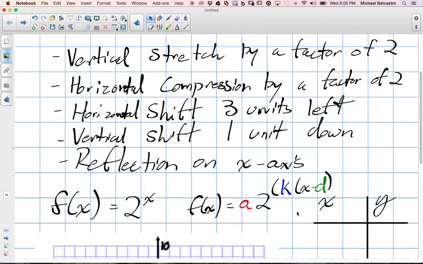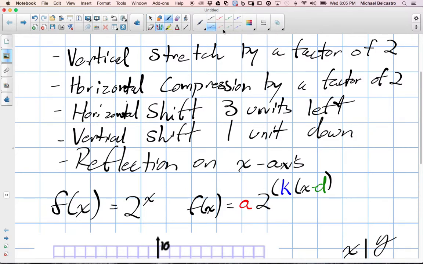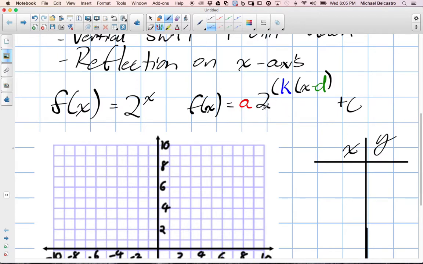I'm going to move this other stuff down a little. There we go. And plus c. Yep. What color do I have left? I don't have one, so we'll use black. Okay, plus c.